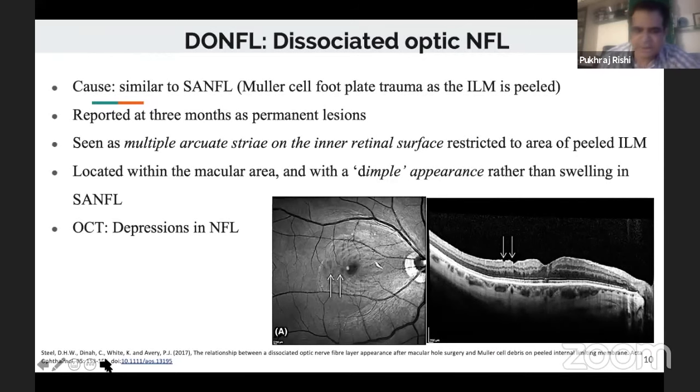Another associated finding is that of dissociated optic nerve fiber layer. So this sign appears as a dimple, and it is seen as multiple arcuate striae on the inner retinal surface within the area of the peeled ILM. Here you can see on the left this image which shows a demarcated area of ILM peeling and the dimpling on the vitreoretinal interface, showing adequacy of ILM peeling.